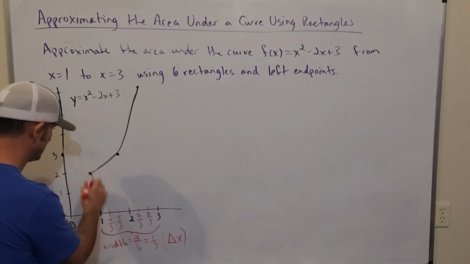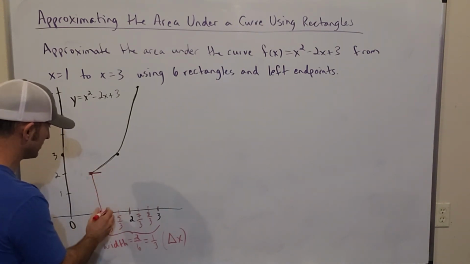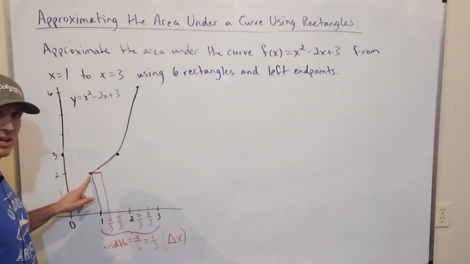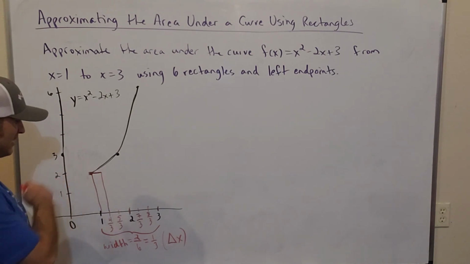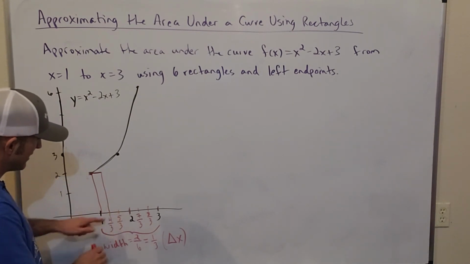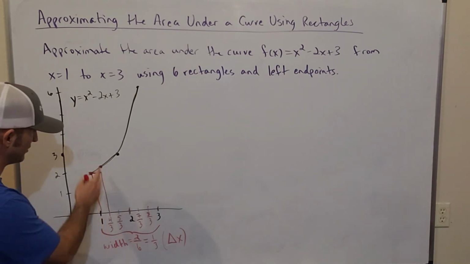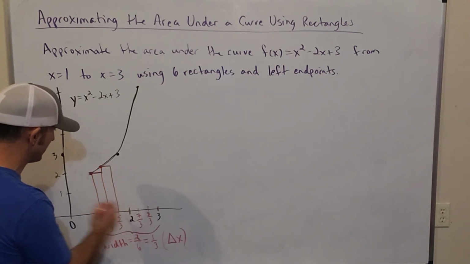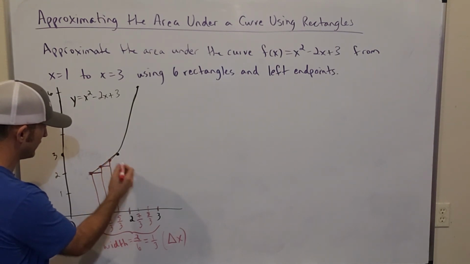So this is going to be the top of my first rectangle. And then I draw a horizontal top and I connect from 4 thirds up. So you see how the left corner of the top of my rectangle is hitting the curve. All right? So that's what left endpoint means. The left side of the rectangle hits the curve. And so for my next interval from 4 thirds to 5 thirds, my rectangle is going to hit the curve on the 4 thirds side. So this will be the height of my second rectangle at 4 thirds. And then I draw a horizontal line over down to my 5 thirds. And I continue the process with the top left corner hitting the curve for every rectangle.